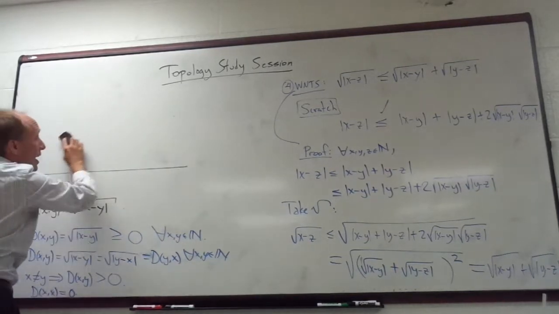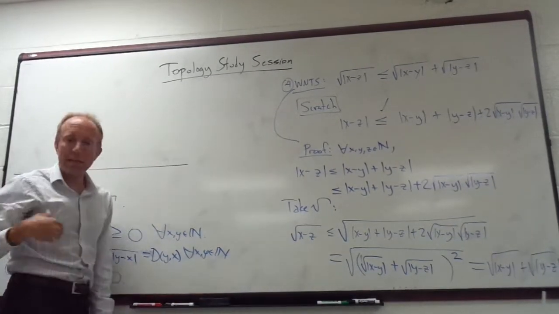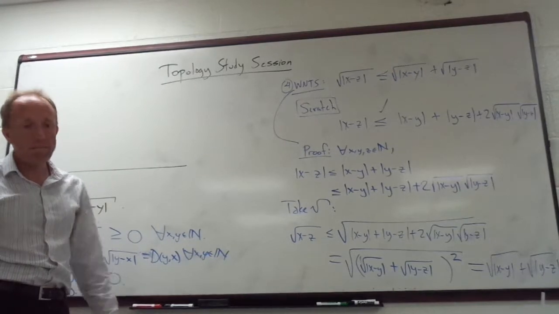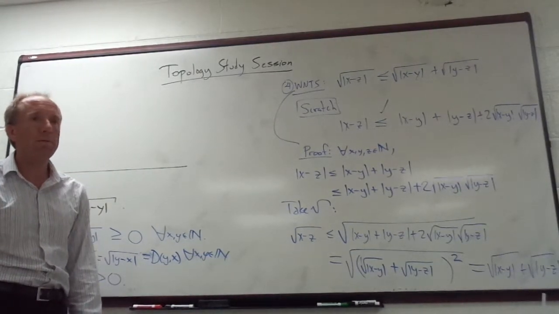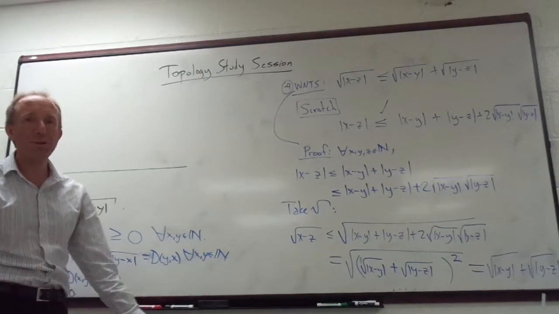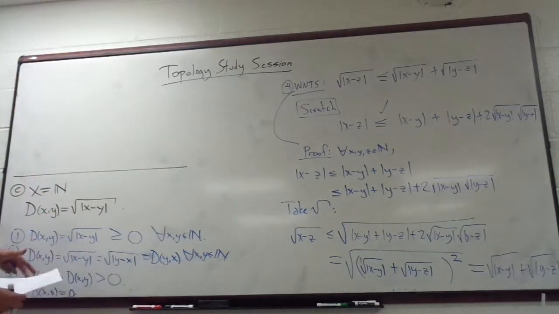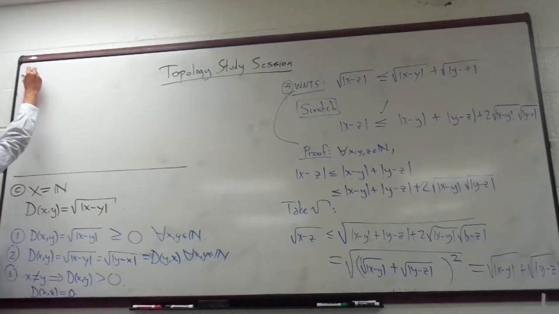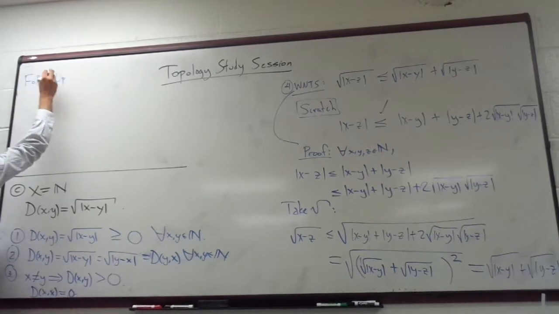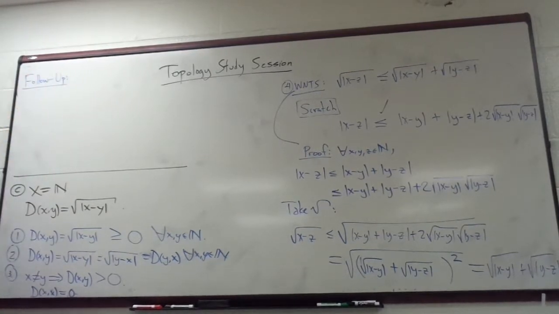So this is a valid metric. If something is not a valid metric, we really can't do anything else with the problem. It's just, okay, it's not a metric, so go on. But if it is a valid metric, such as this one, we can start asking a million other questions. So I'm going to ask a follow-up question here.